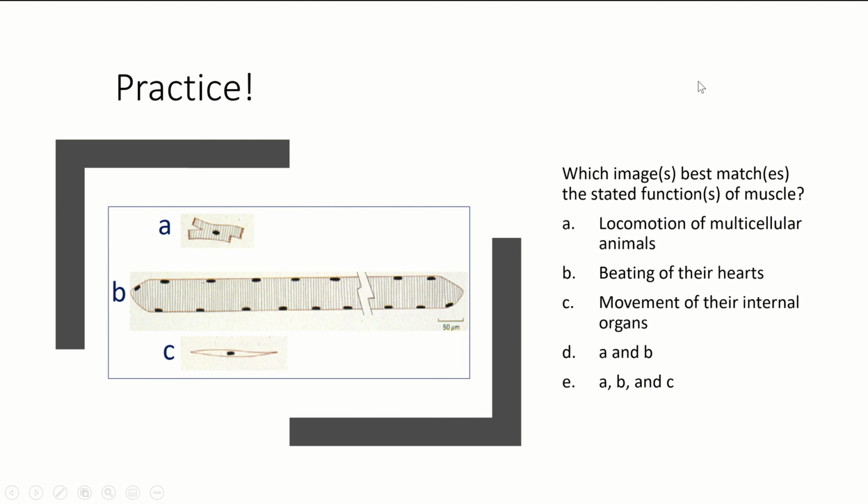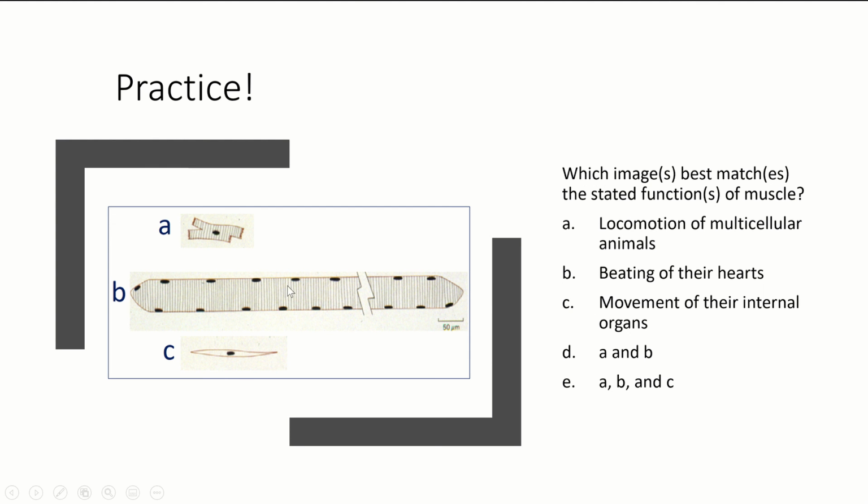Okay. Which images best match the stated functions of muscle? Hopefully this one's pretty straightforward. So A in the picture here, this is cardiac muscle. Remember, because it's mononucleate, it's striated, it's branched. So your cardiac muscle is not responsible for locomotion, right? It doesn't move you around. That would be skeletal muscle that does that.